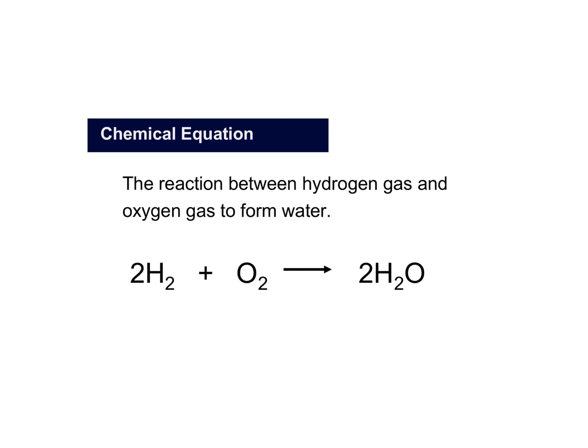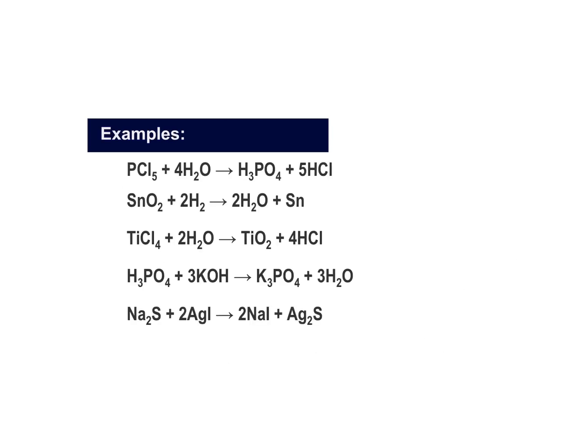All right. These are some of the more difficult examples of a chemical equation. So these are the reactants, and then the product is this. Okay. On the first example, you need 4 hydrogen to react with PCl5 in order for you to have 1 mole of H3PO4 and 5 moles of HCl.